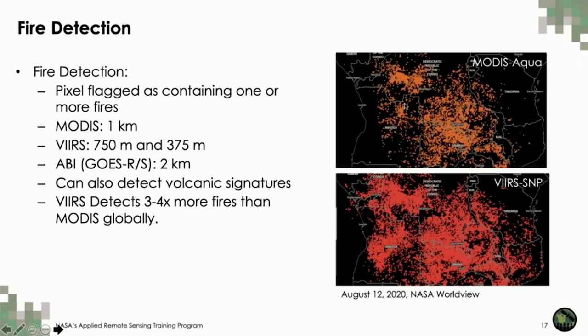Now if you compare the top image with the bottom, you see that VIIRS is detecting a lot more fires. Again, because of its higher spatial resolution, it is able to detect some of the smaller fires which are missed by MODIS because of the coarser resolution. Also, MODIS may count a few smaller fires within 1 square kilometer as one fire pixel, whereas VIIRS will tell you there are 3 different fires. We'll see that a little more when we go to the exercise. But this is the advantage of using VIIRS compared to MODIS.